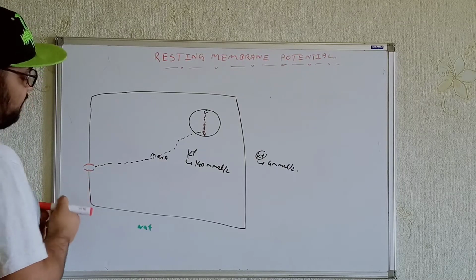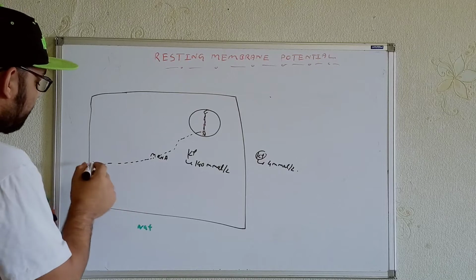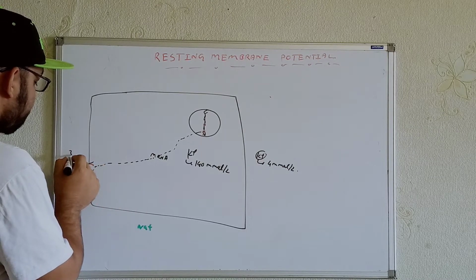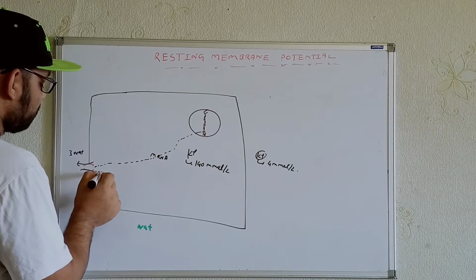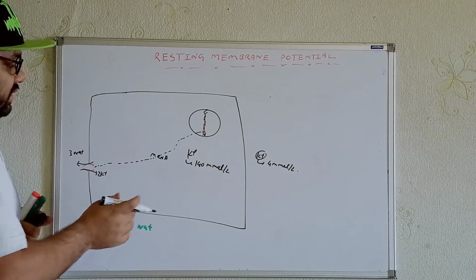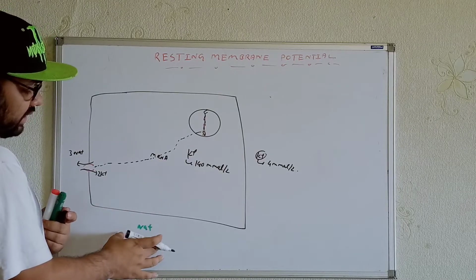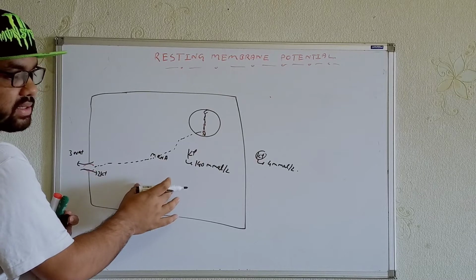What's the function for this type of protein? The main function of this protein is that it will throw out the sodium outside of the cell, and it will take potassium within the cell. Now, what did I say to you before? The concentration of potassium outside the cell is more, and the concentration of sodium within the cell is less.